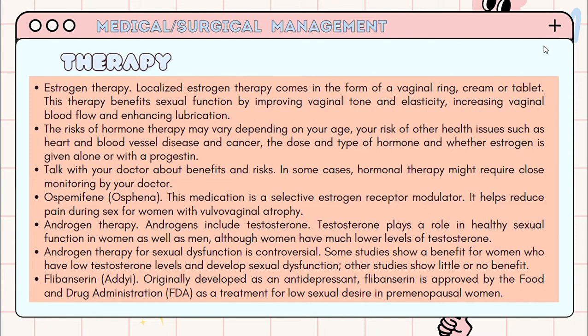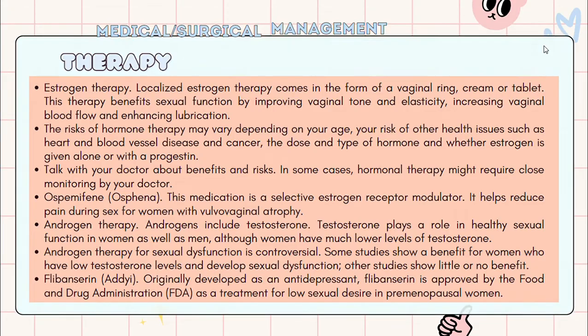Next is flibanserin. Originally developed as an antidepressant, flibanserin is approved by the FDA as a treatment for low sexual desire in premenopausal women.